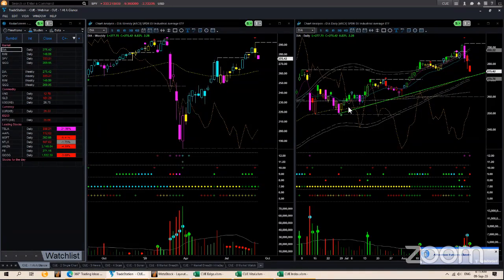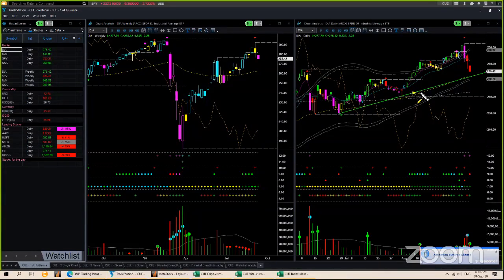Dia, same picture. In addition, there is a memory support line. Even less reason to try to take a short trade now.